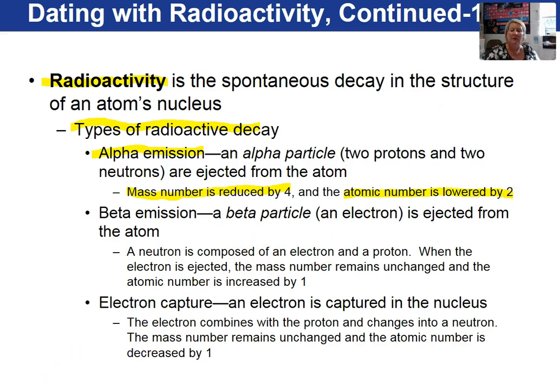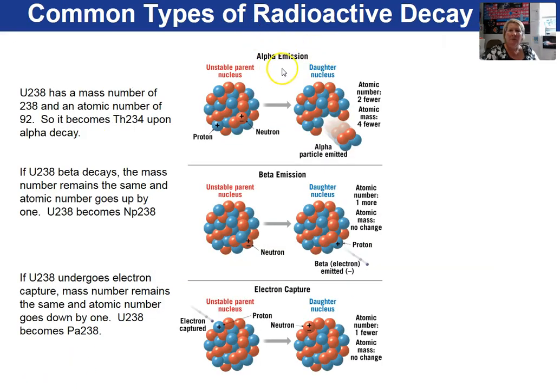Let's take a look at this. Let's look at alpha decay. We're starting with an unstable parent nucleus. I'm going to use the element uranium-238. The 238 tells you its mass number. That is the number of protons plus neutrons in the nucleus. All uranium has atomic number 92, 92 protons.